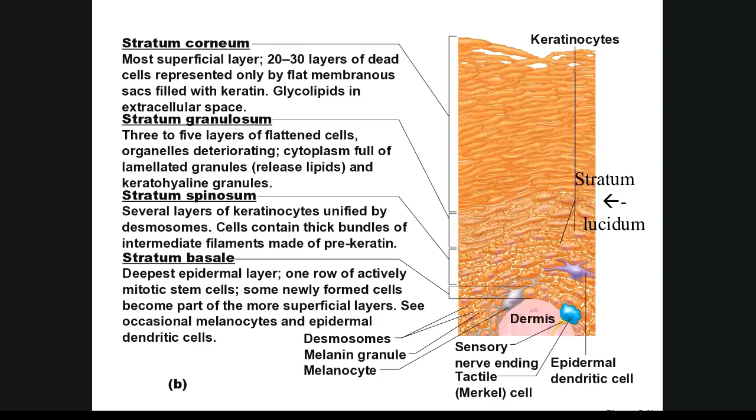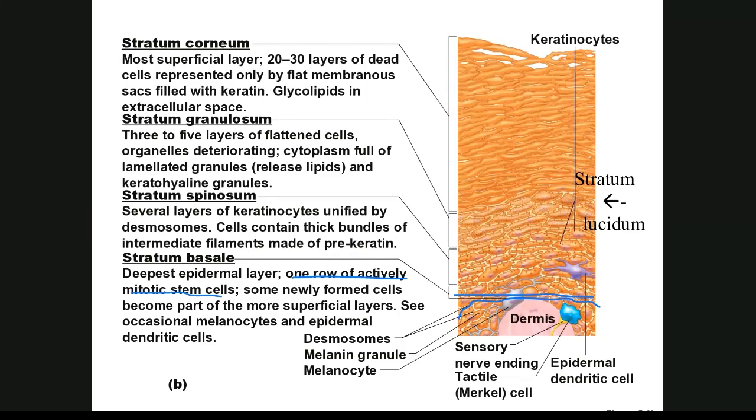These are the layers. This picture is drawn kind of oddly. The stratum basale, they show a layer across here and then have the dermis. You would have the dermis actually coming up to that stratum basale. So it's just one row of actively mitotic stem cells.